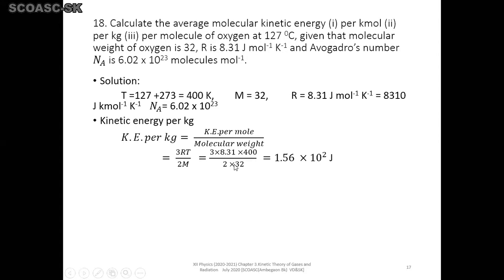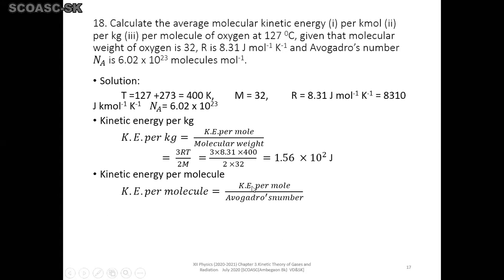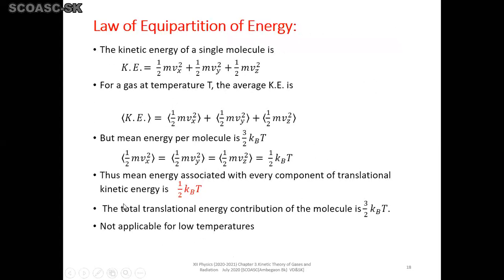Per molecule of oxygen. Now what is kinetic energy per molecule? In 1 mole, how many molecules are there? It is equal to the Avogadro's number. So if you have kinetic energy per mole, then to find out kinetic energy per molecule, I have to divide it by the Avogadro's number and I will get kinetic energy per molecule, right? So this is numerical number 18 from your textbook.